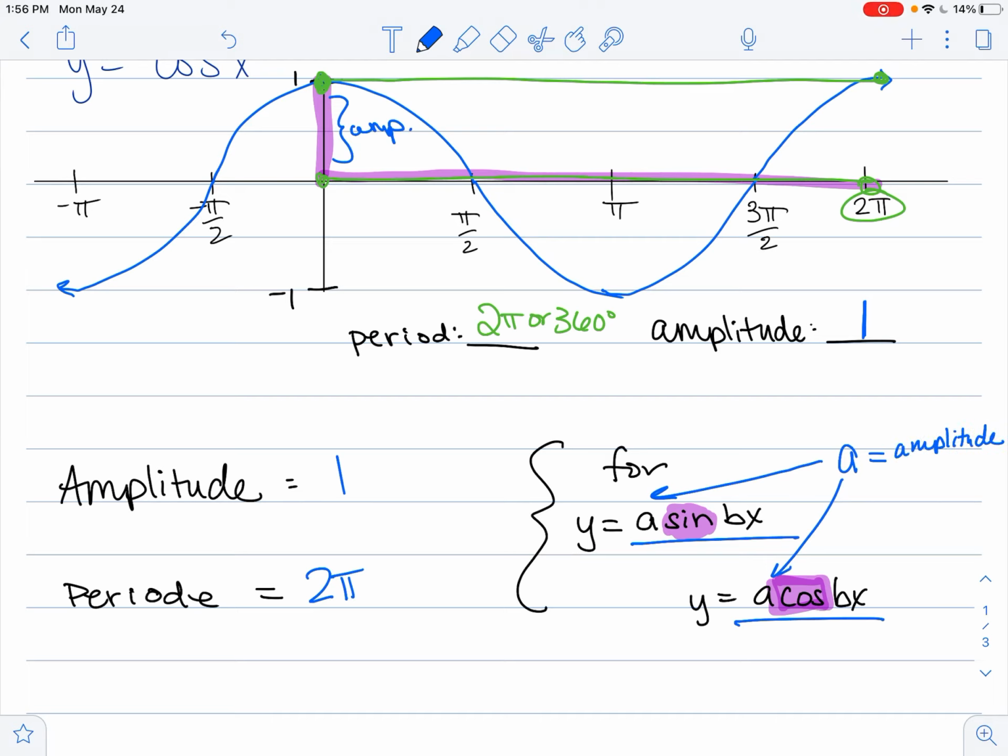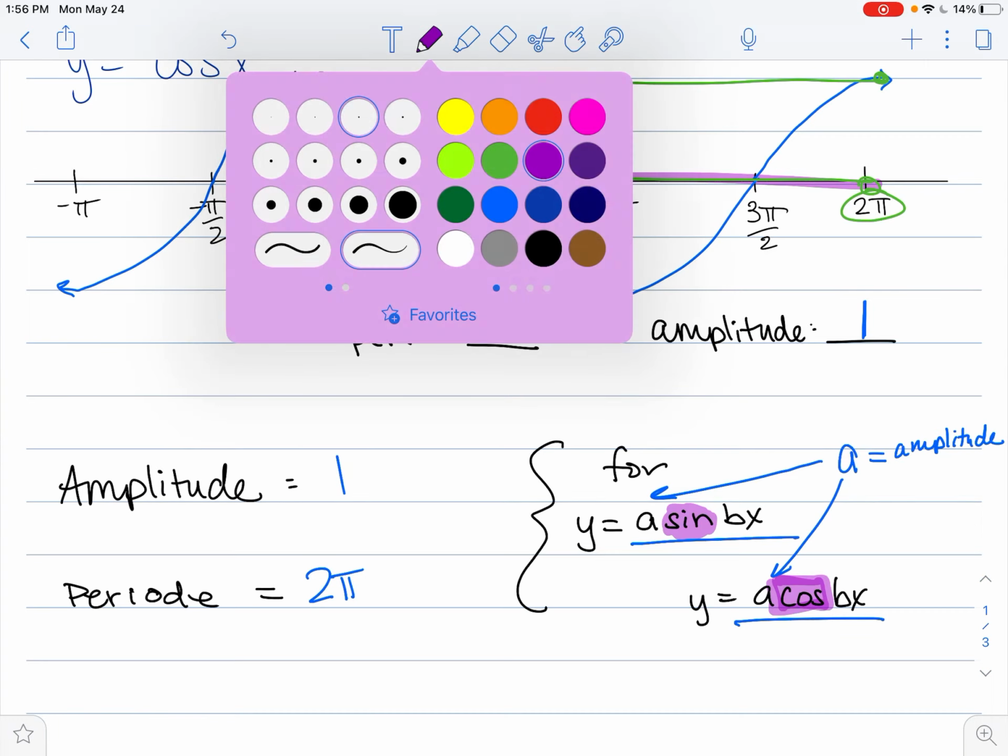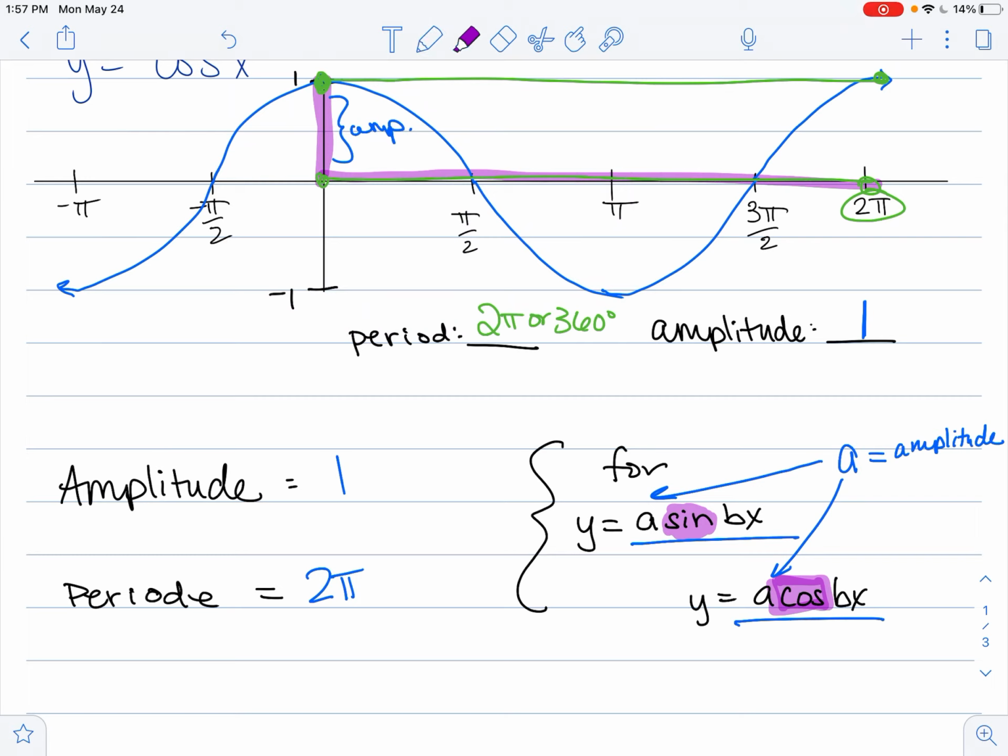Whatever number's in front, if there's nothing there, we know there's a coefficient of 1. That tells me the amplitude is 1. And then B is a little bit different. We know a typical period for sine and cosine is 2 pi. So B tells us that we are going to multiply 2 pi times 1 over whatever b is to get the period.